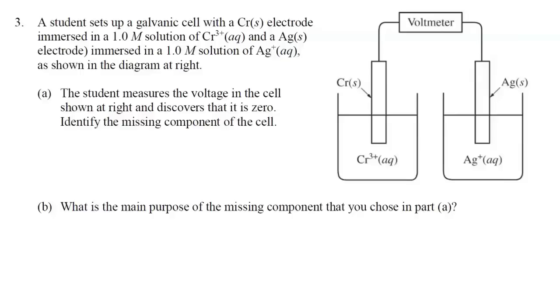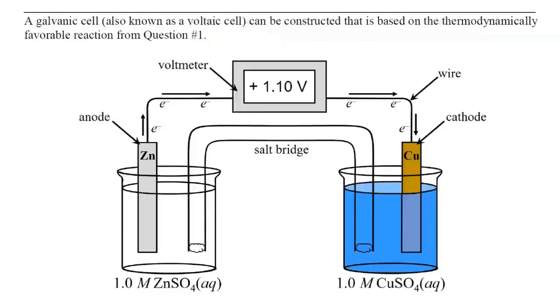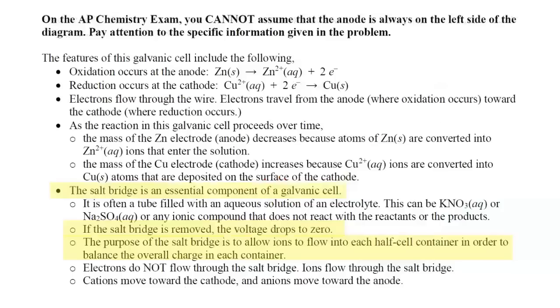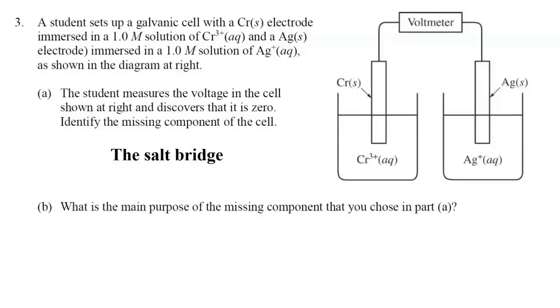And you may have already guessed if you compare this diagram with the diagram that I showed you earlier in the video. There is a salt bridge, and that salt bridge is an essential component of a galvanic cell. If the salt bridge is removed, the voltage drops to 0. So what is the purpose of the salt bridge? Remember that electrons do not flow through the salt bridge. The purpose of the salt bridge is to allow ions to flow into each half-cell container in order to balance the overall charge in each container. So the answer to part A, the missing component is the salt bridge.